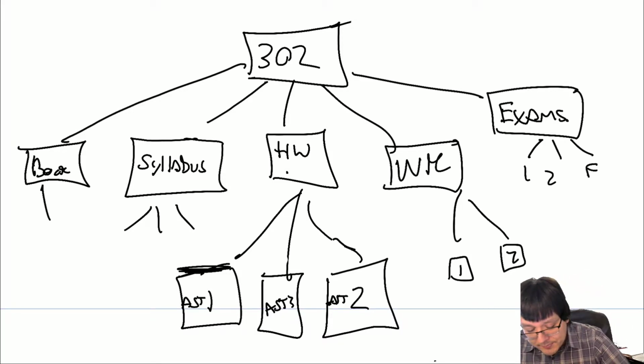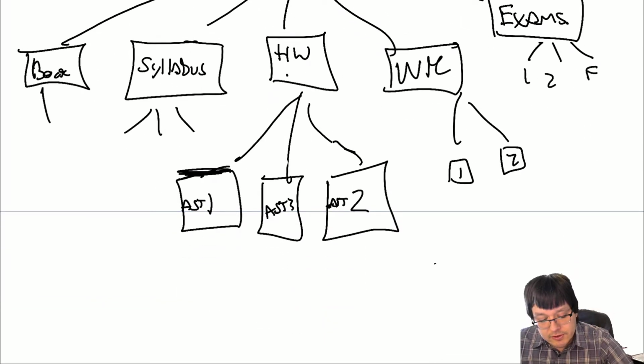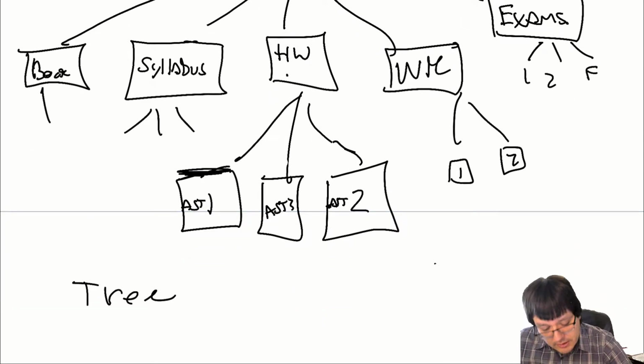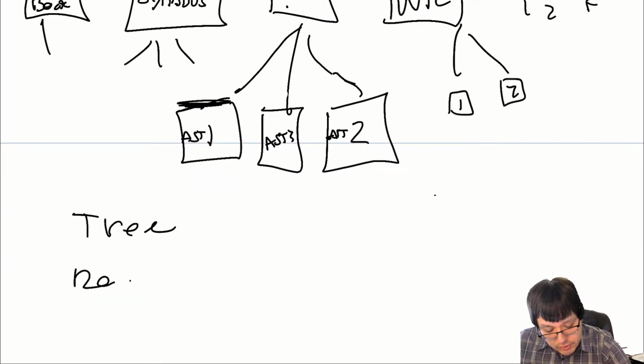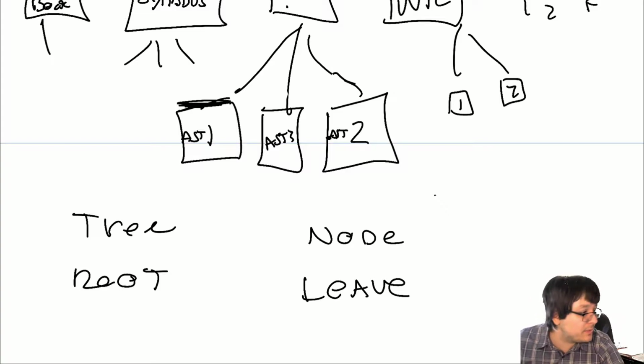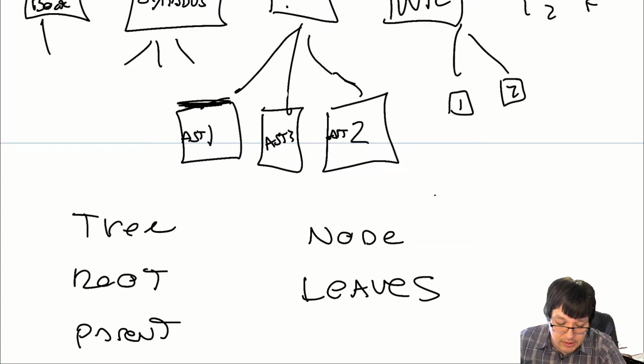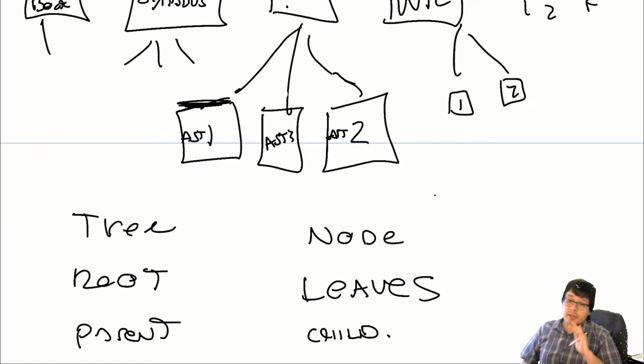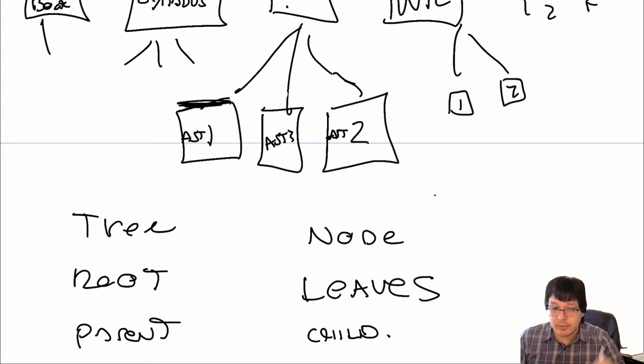So first of all, let me go ahead and list a couple of definitions here. We have tree, root, node, leaves, parent, I suppose, is a good one too, and then child. Okay? So let's talk about what each of these mean. So the tree is the entire thing. That one's kind of what we're working with here.